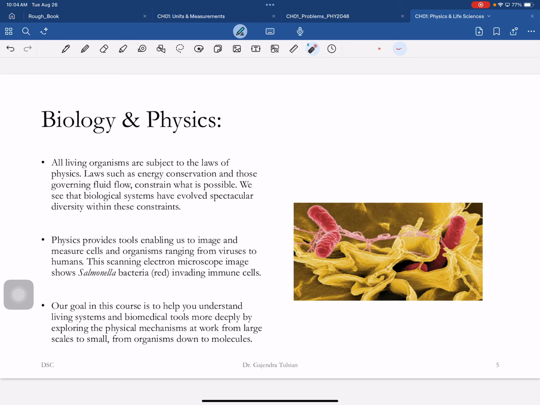So scanning means you're scanning the electrode. Tunneling, what did that word tunneling refer to? The electrons tunneling through the gap. And microscope, it's an instrument that sees tiny things.